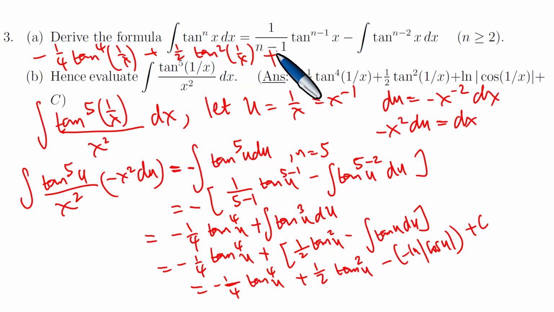We have negative by negative, which gives us a plus the natural log of the cosine of u, which is 1 over x, plus c. All right, so take a look at that one. So this is exactly the answer they got here: minus 1/4 tangent to the 4th power of 1 over x, 1/2 the tangent squared of 1 over x, and then plus the ln of the cosine of 1 over x plus c. So we're done. This marks the end of this part.